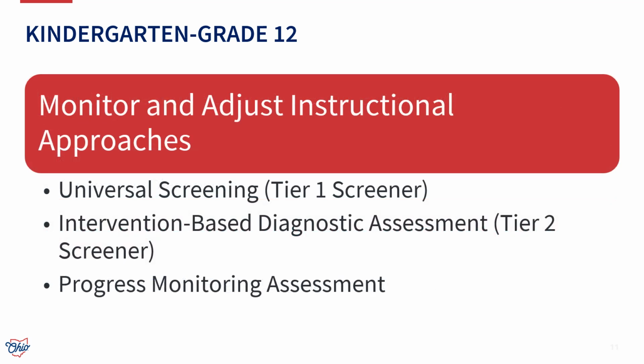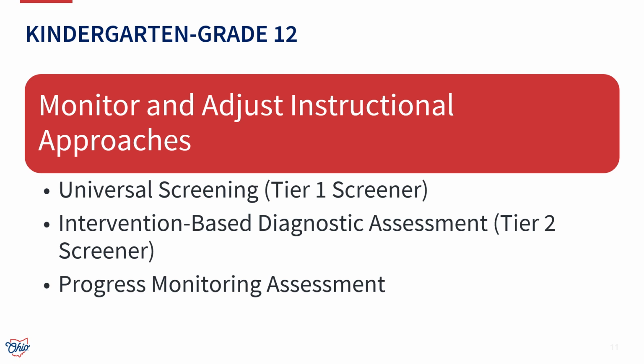Also consider the monitoring and adjustment of instructional approaches. Universal screening helps districts and schools identify students who are at risk for reading difficulties and may be displaying dyslexic tendencies. If a significant number of students are at risk on universal screening, it is a strong indicator that structured literacy is needed in Tier 1.